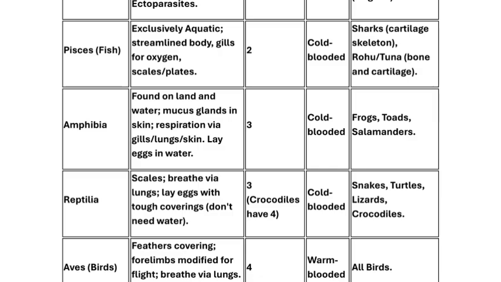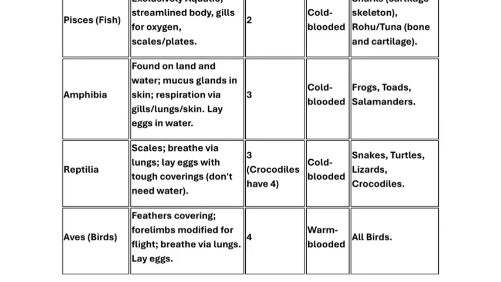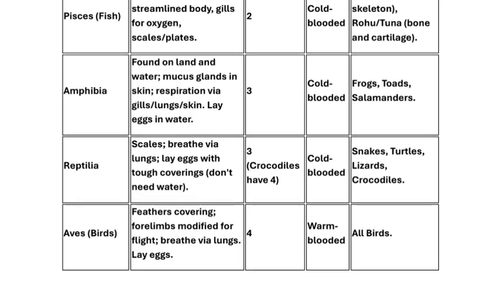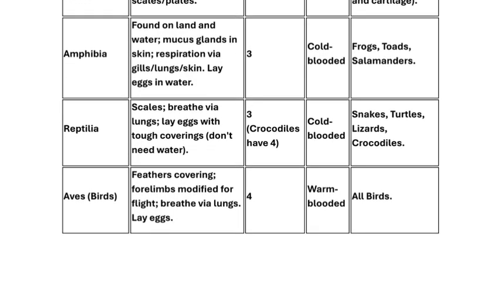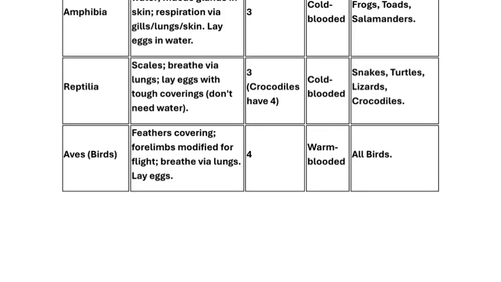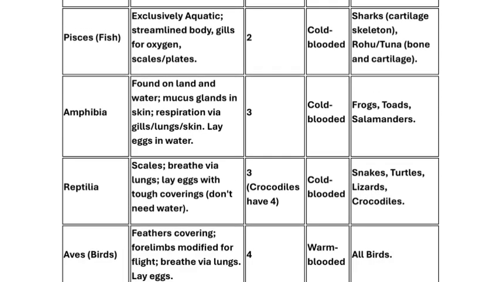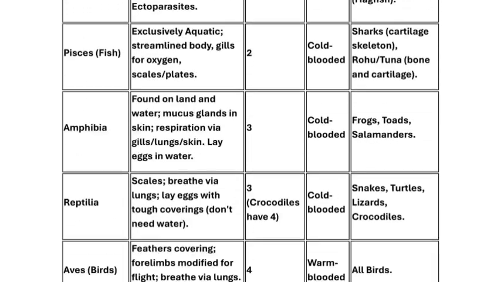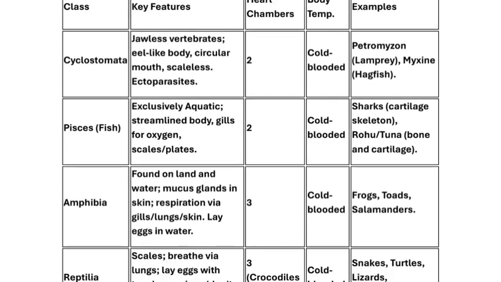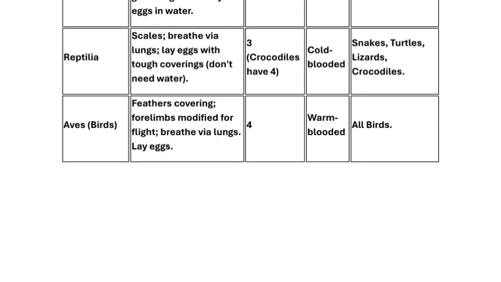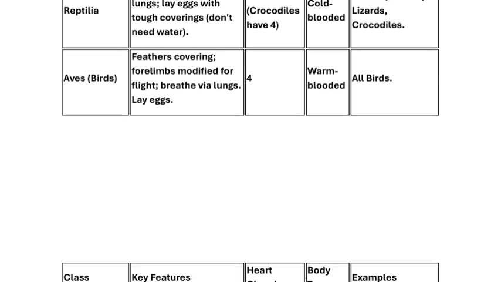Reptilia: scales, breathe via lungs, lay eggs with tough coverings, don't need water. Aves, birds: feathers covering, forelimbs modified for flight, breathe via lungs. Lay eggs. Examples: snakes, turtles, lizards, crocodiles. Cold-blooded. Amphibia examples: frogs, toads, salamanders. Cold-blooded, have 3 heart chambers; crocodiles have 4.